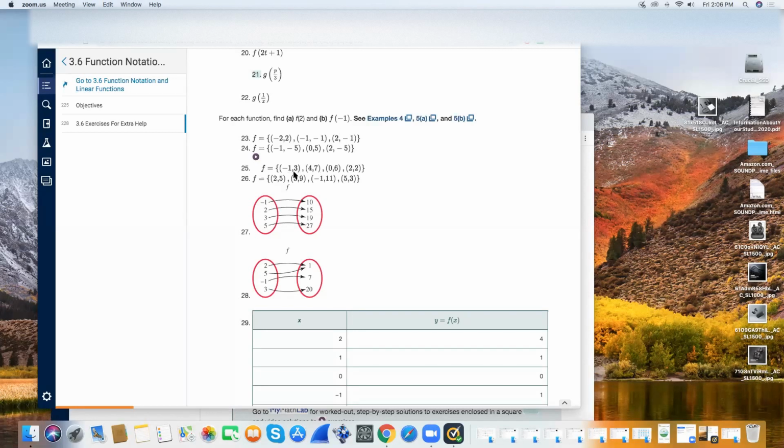Let's practice with this one. What is f of 4 in 25? It's 7. Find f of 4 first. So f of 4 is this. What is f of 2 in 25? 2. That's right. What is f of -1 in 26? 11. So the number that goes here, f of -1, is 11. Okay, right? So that's how you do 25.